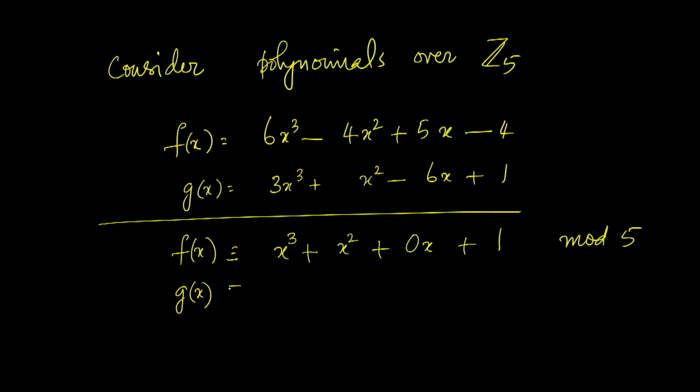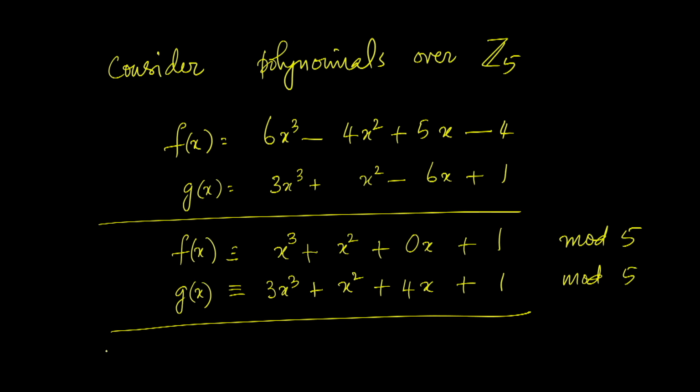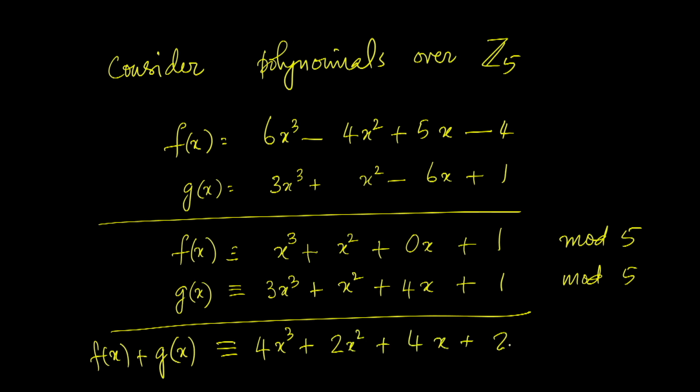Similarly, g of x is congruent to 3x cubed plus x squared. Minus 6x is the same as minus x, which is the same as plus 4x, and plus 1. If you were to add these polynomials, the sum would be 4x cubed plus 2x squared plus 4x plus 2 mod 5.